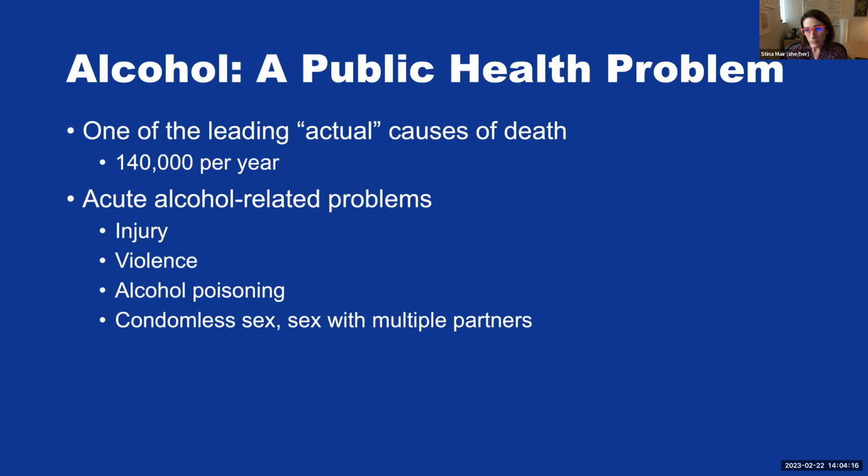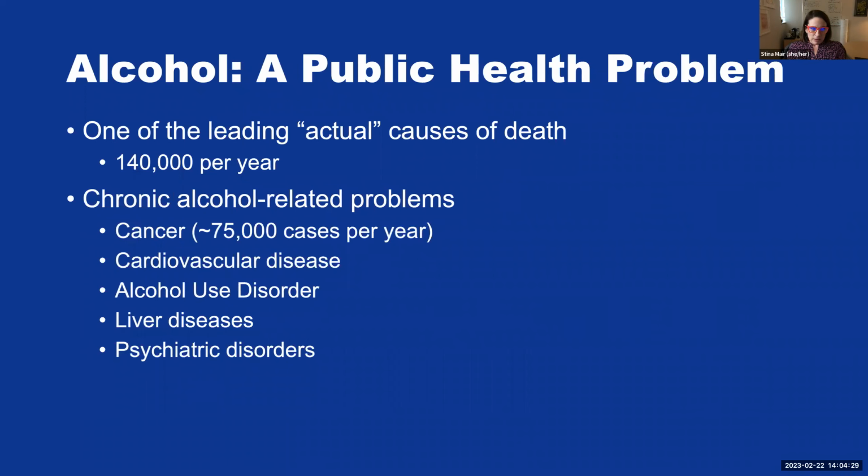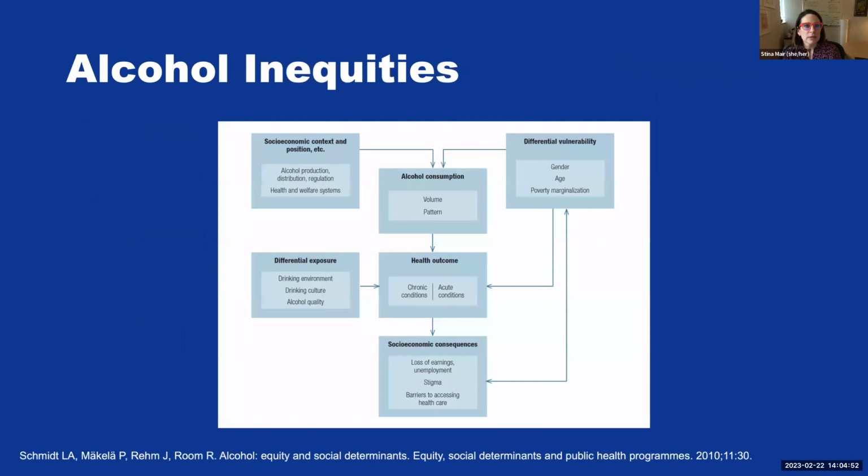We can think about, quote unquote, acute alcohol related problems. These are things like partner violence, injury, alcohol poisoning, and some sexual behaviors like condomless sex or sex with multiple partners. There are also, of course, a number of chronic alcohol-related problems that are really important. One thing that just recently has been gaining more attention is how many cases of cancer are linked to alcohol consumption. It's estimated about 75,000 cases in the US per year are attributable to alcohol use, as well as, of course, alcohol use disorders, liver diseases, psychiatric disorders, cardiovascular disease.